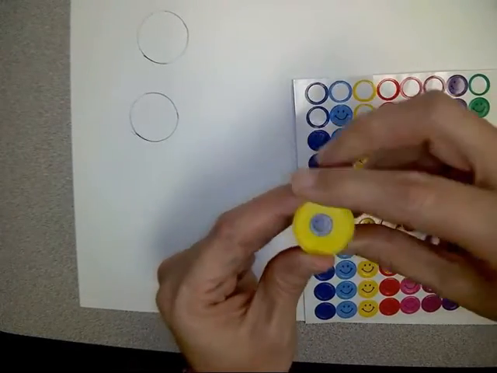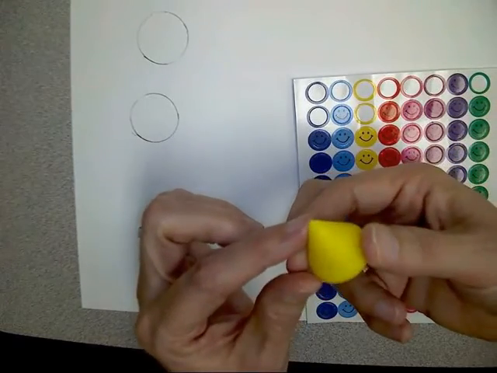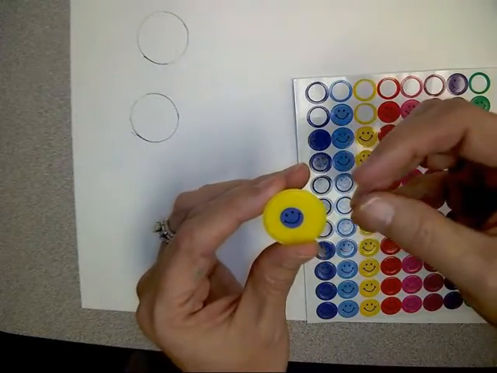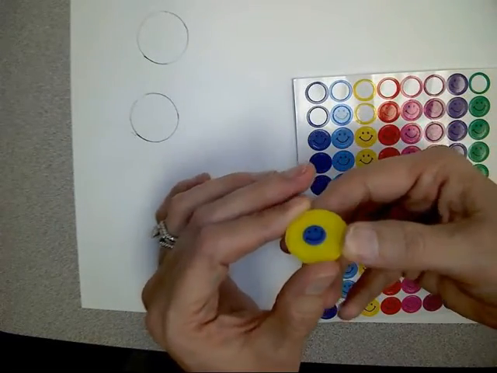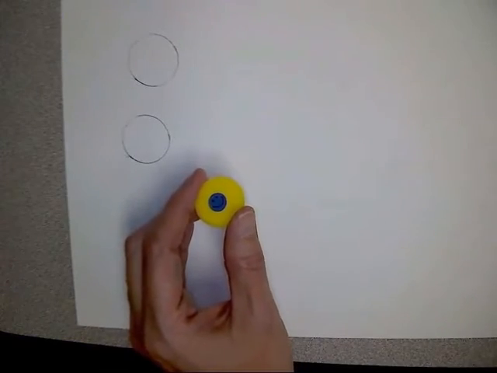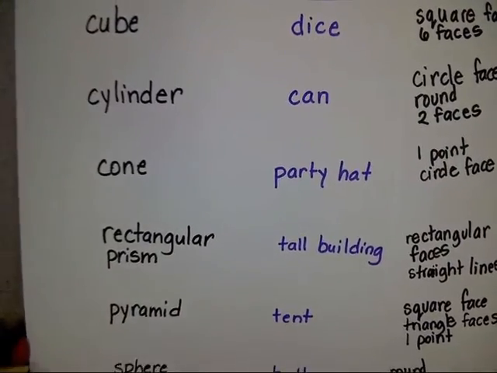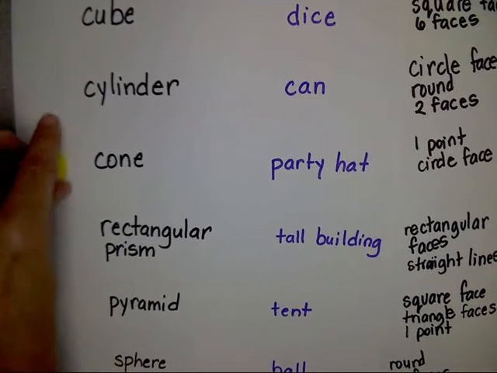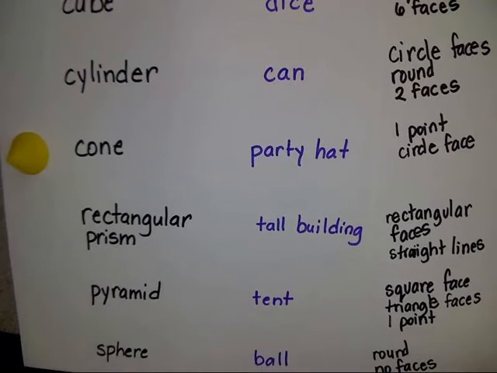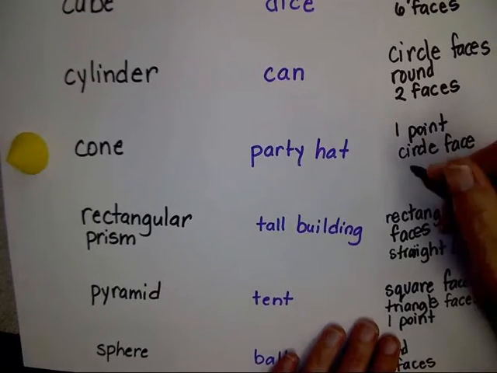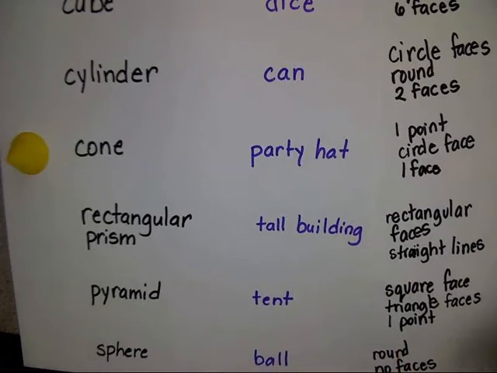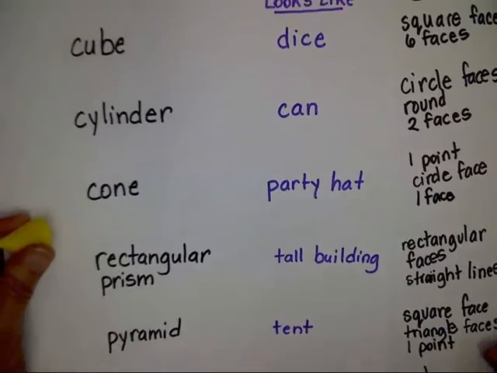on our face. Is there any other faces? No. This is the only one. So how many faces does this have? Just one face. Let's add that to our anchor chart as an attribute for a cone. A cone has one point. It does have a circle face, and it only has one face. So that is an attribute of the cone.